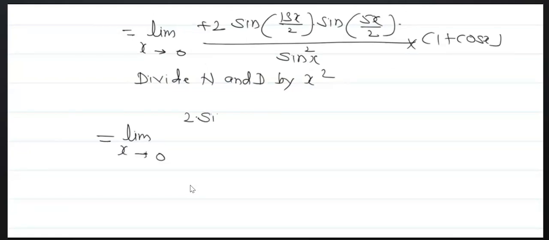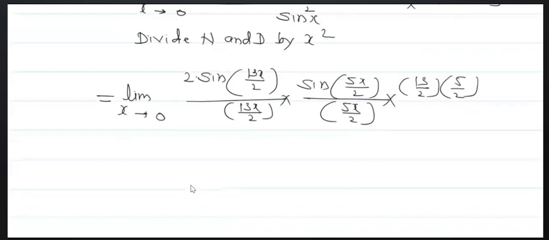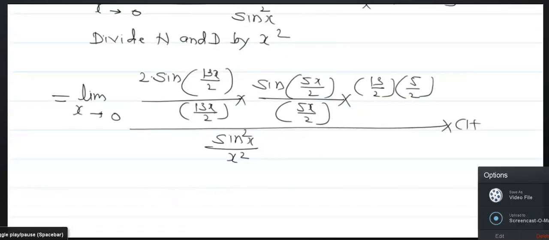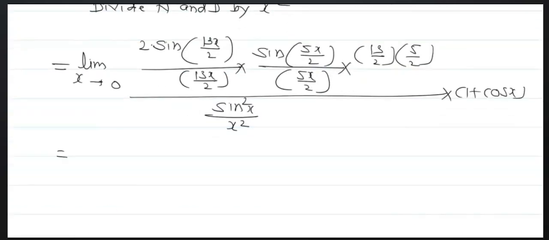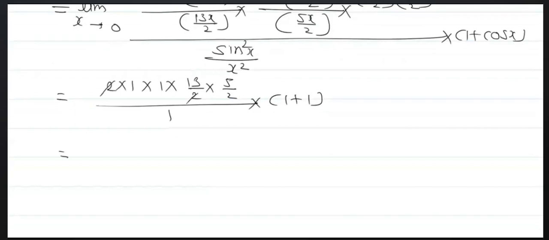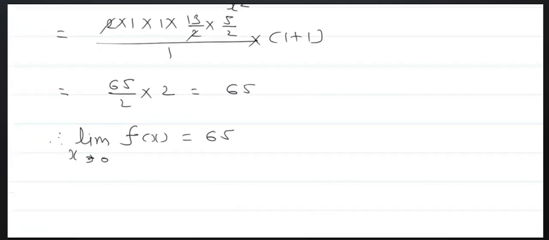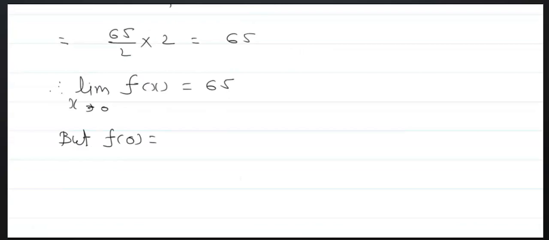Therefore, limit x tends to 0, 2 sin of 13x upon 2 upon 13x upon 2, sin of 5x upon 2 upon 5x upon 2, into 13 by 2 into 5 by 2, upon 1 into 1 plus 1. That is equal to 65. Therefore, the limit x tends to 0 of f of x is equal to 65.